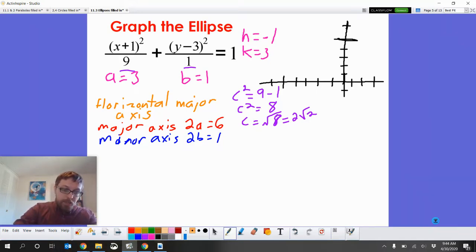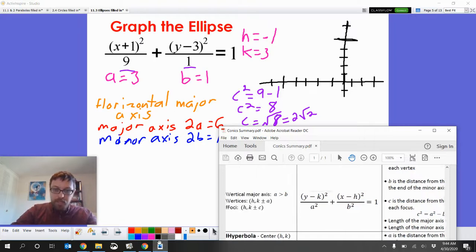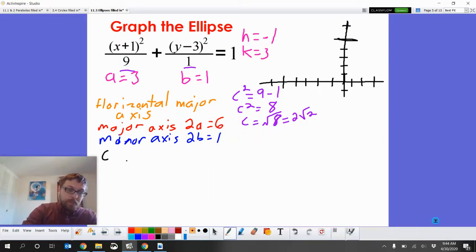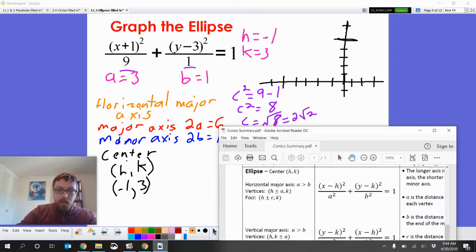We need our center for this thing. We're going to go back over to here. So our center is always at (h, k). So our h value is -1 and our k value is 3. Our vertices are at (h plus or minus a, k), because we get 2 vertices, one on either end of our major axis.